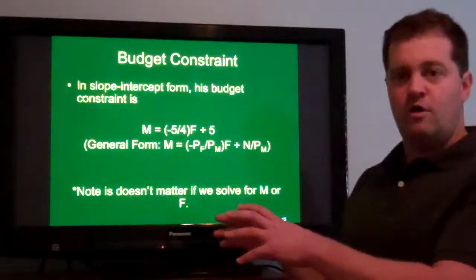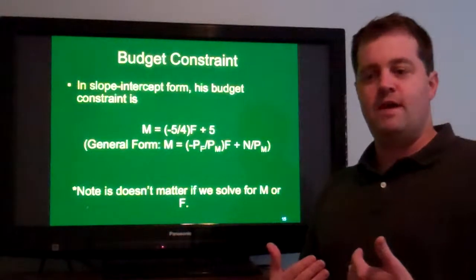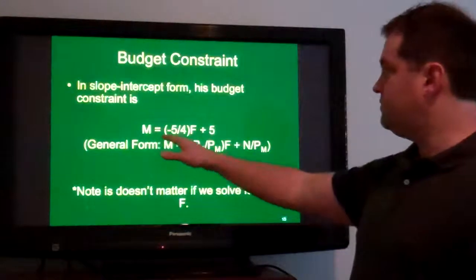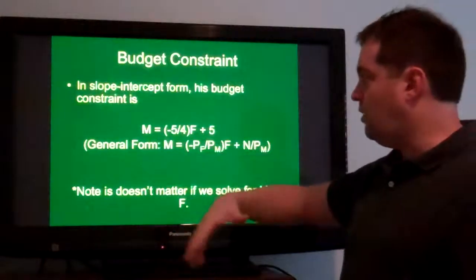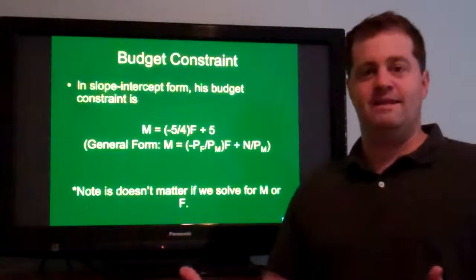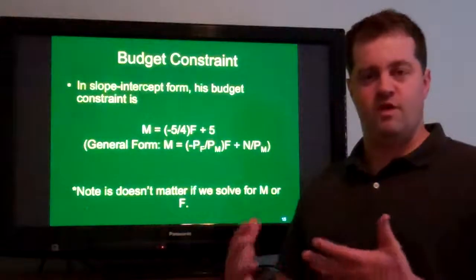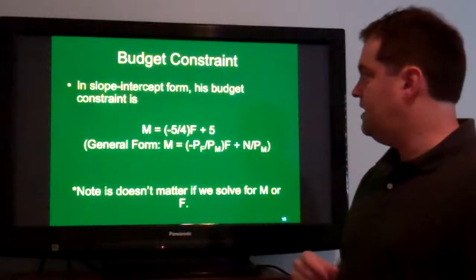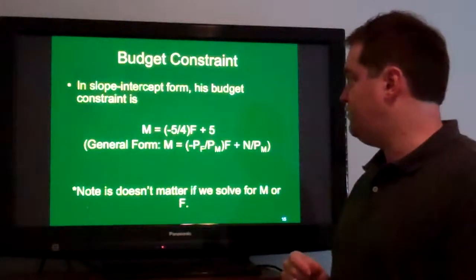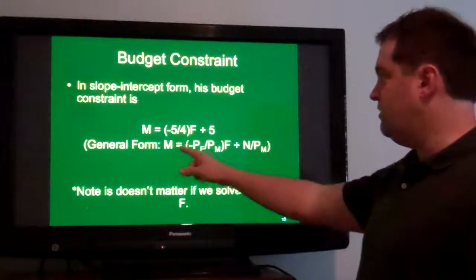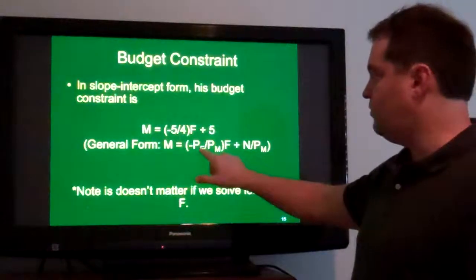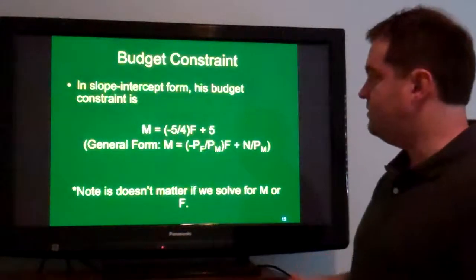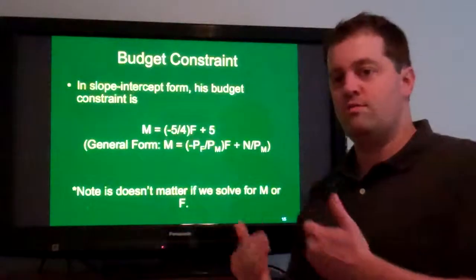Now let's change this around to slope-intercept form, because math students at this level need to be able to go from one to the other. In slope-intercept form, we're going to solve for M, although we could solve for F too. There's no dependent or independent variable here; they're variables that are traded off with each other. If we solve for M, then our slope-intercept form becomes M equals negative 5/4 F plus 5. And in general, we get negative 5/4 from the ratio of the prices of each of the goods. So now we've got this in two forms, standard form and slope-intercept form.